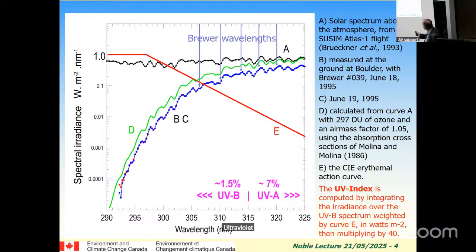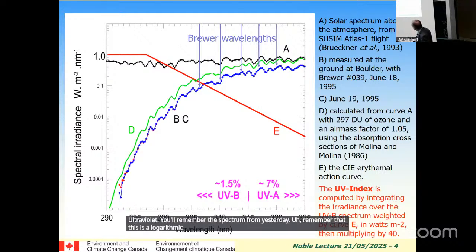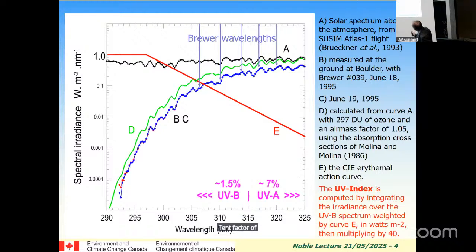You'll remember the spectrum from yesterday. Remember that this is a logarithmic scale, so this is 4 orders of magnitude here, a factor of 10,000. So there's actually an order of magnitude in absorption between this wavelength and that wavelength. The Brewer takes precise measurements of ultraviolet radiation at 5 wavelengths and uses those to analyze the amount of ozone in the column.